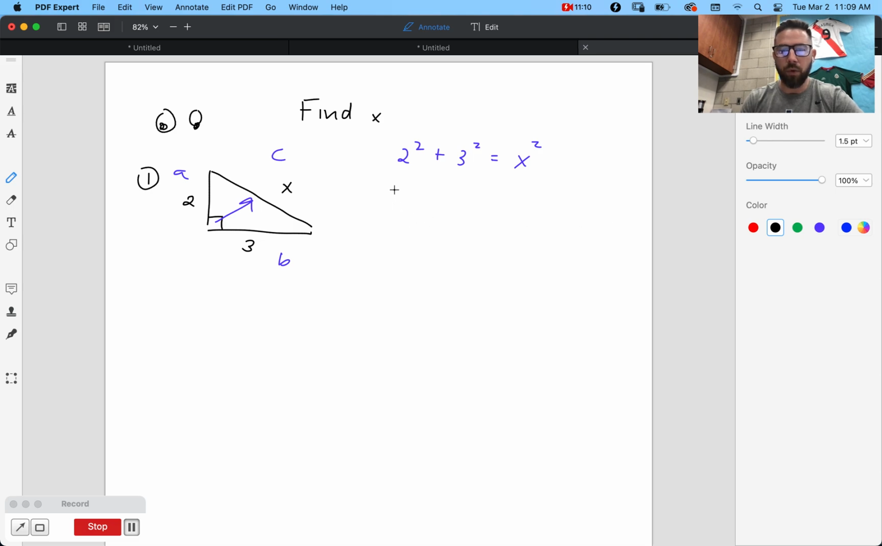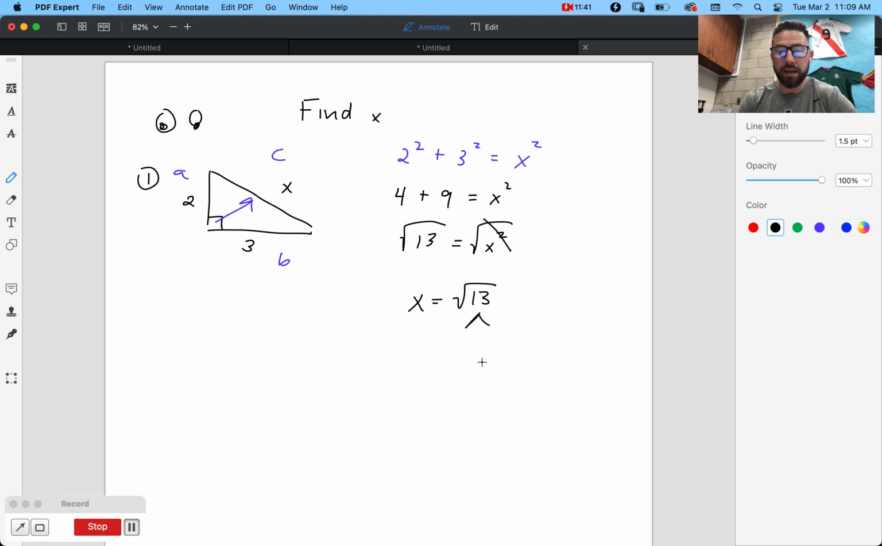Okay, 2 squared is 4 plus 3 squared is 9 equals x squared. Okay, and 9 plus 4 is 13 equals x squared. You take the square root, and you get this crazy decimal. And it's not clean. And you're like, I did this wrong. No, you didn't. Okay, just look at your answer choices because it's multiple choice, right? In this case, our answer would just be x equals rad 13.